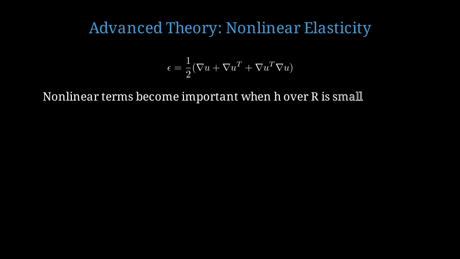The shell undergoes large deformations where linear theory breaks down. The strain tensor epsilon includes nonlinear terms. This is the Green-Lagrange strain tensor for finite deformations. The nonlinear terms become crucial when the thickness to radius ratio is small, which is exactly the regime of thin microcapsules.